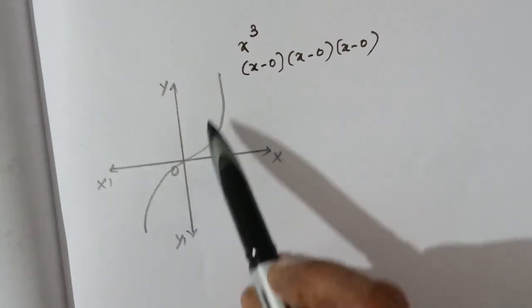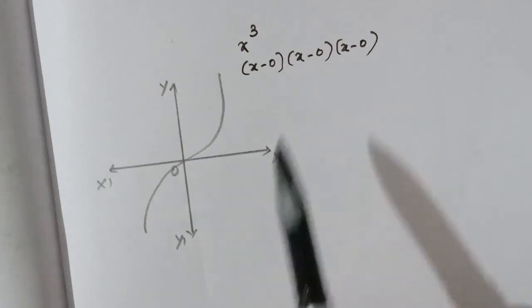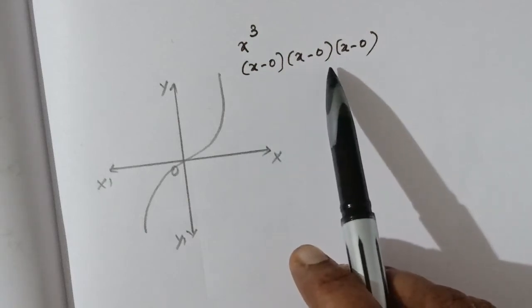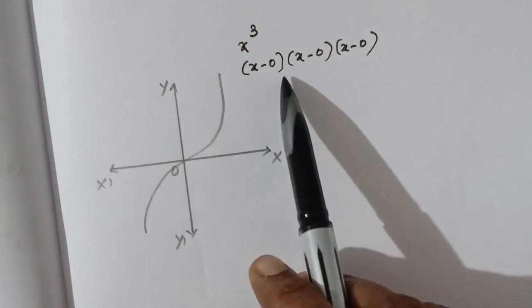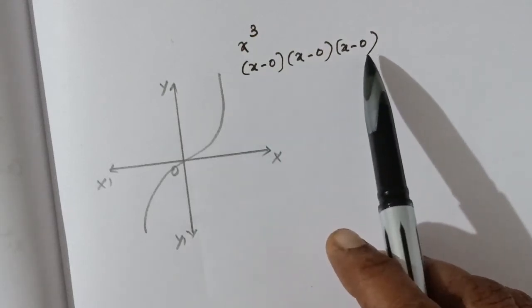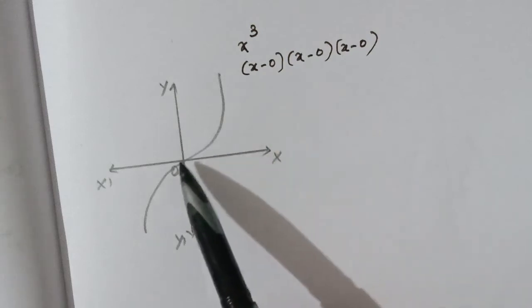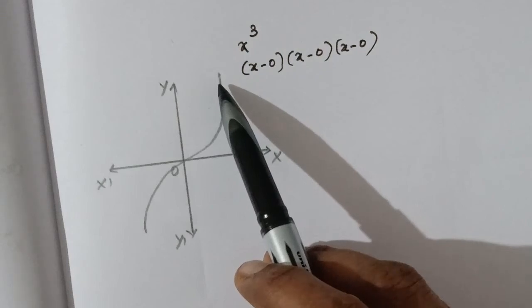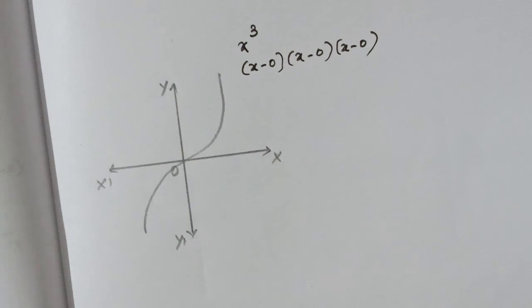Now this is a graph of the polynomial x cubed. That is, this can be written as x minus 0 into x minus 0 into x minus 0. So from this itself we can understand that x equal to 0, x equal to 0, x equal to 0. That is, it has 3 equal zeros. Since all the zeros are 0, it passes through the origin. But since it touches only 1 point, do not think that it is a linear polynomial.